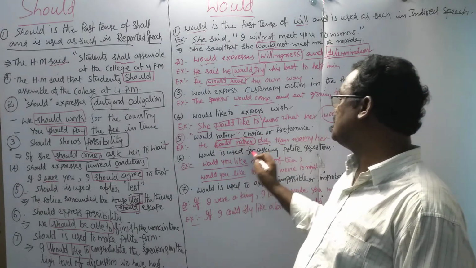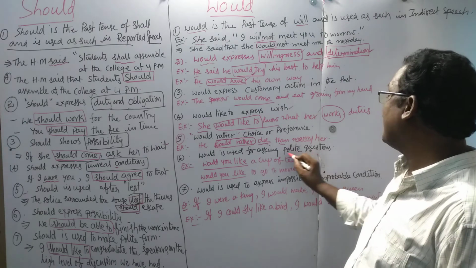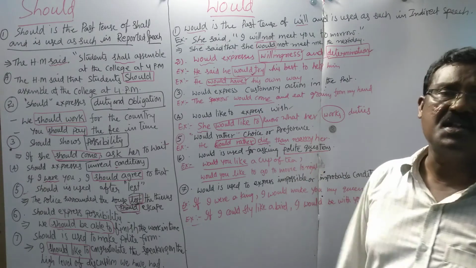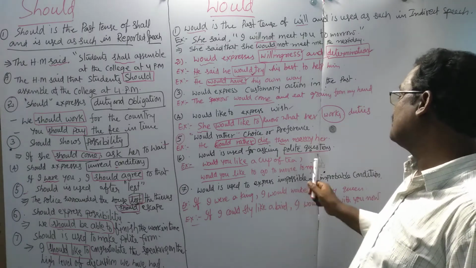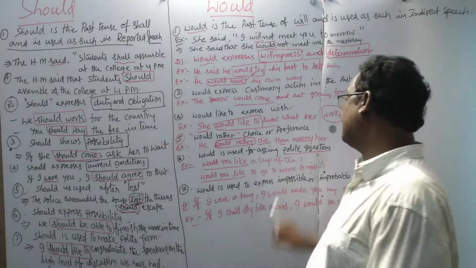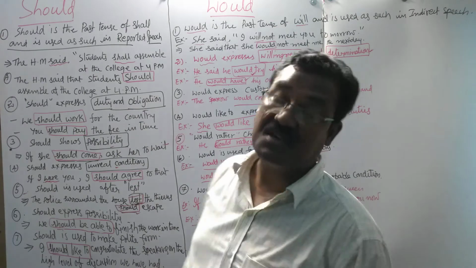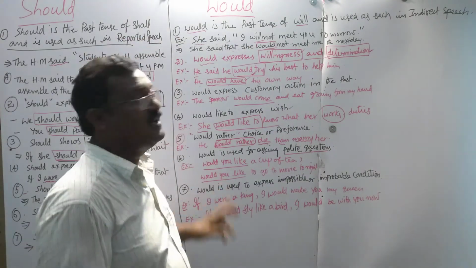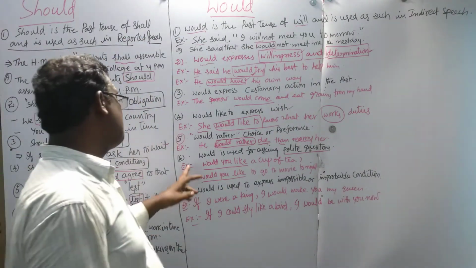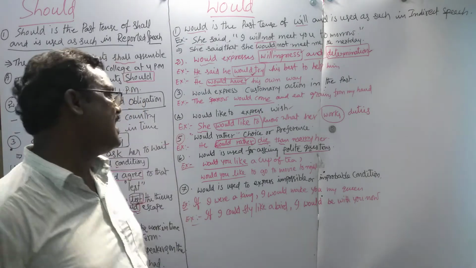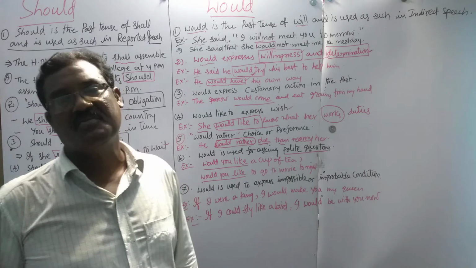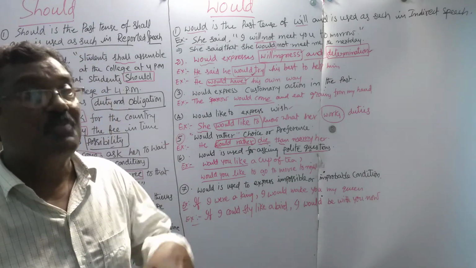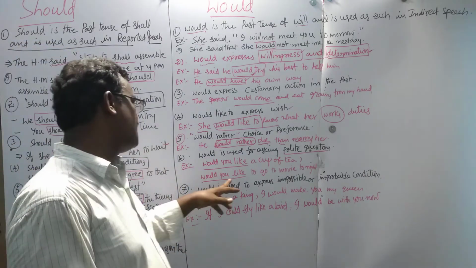Next, would is used for asking polite questions. If you ask questions in a polite manner, we have to use would. Would you like to go to a movie tonight? Would you like a cup of tea? In place of would, if you use will, it is not polite. Somebody uses "can you like" or "will you like". So would is the appropriate word, which shows the politeness we show towards others.